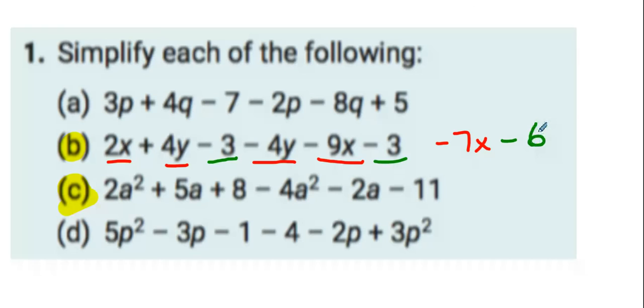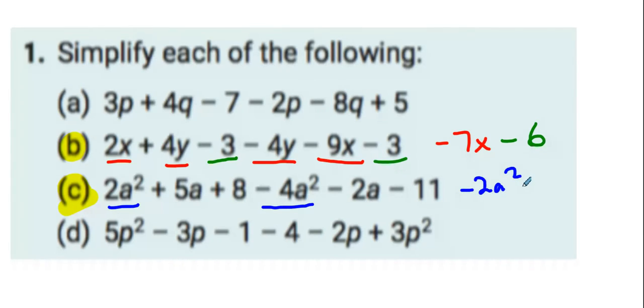Okay, now finally, you owe your friend €3, but you owe your other friend €3. 6. If you owe one person €3 and you owe the other person €3, it means you're going to owe them €6. Okay. Now next one, it's the same deal here. You have 2a squared, but you owe your friend 4a squared. So how much do you owe them? Minus 2a squared. Happy days.